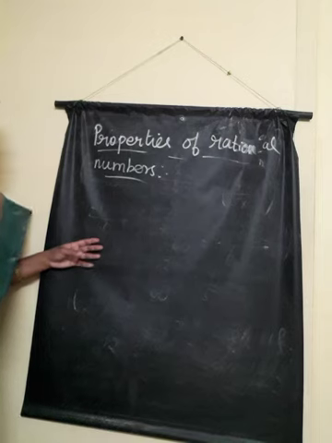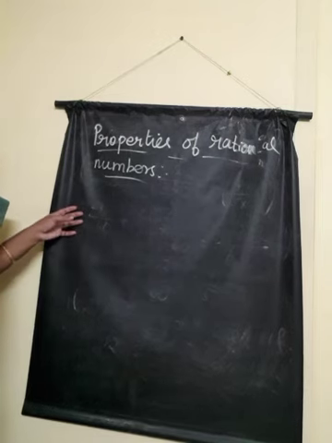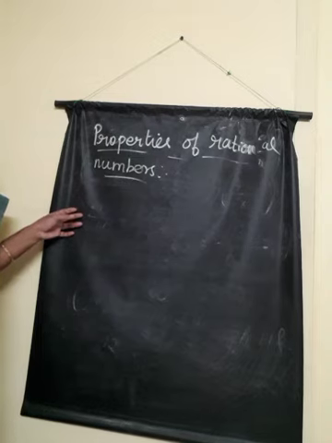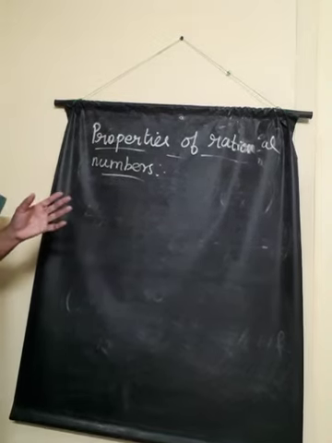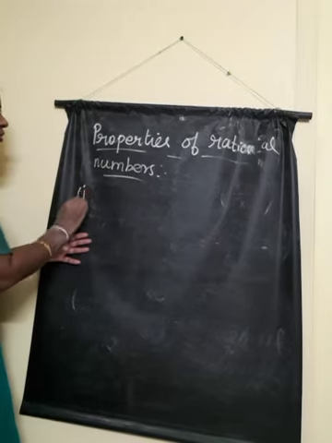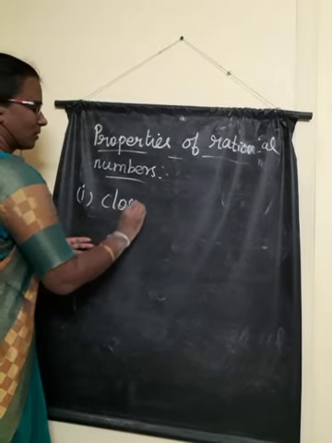The next topic is properties of rational numbers. There are some properties. We have to satisfy some properties. Okay. The first one is closure property.